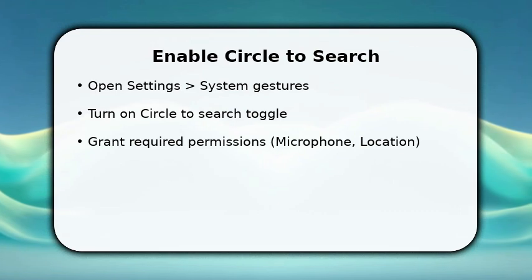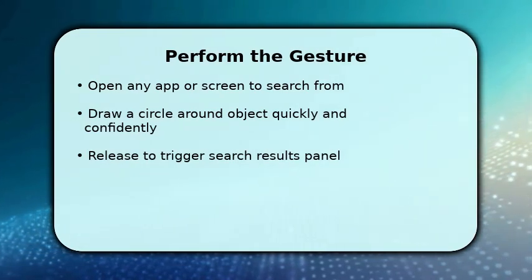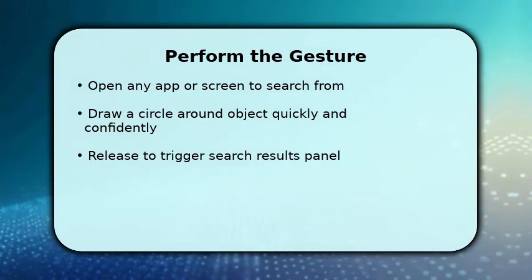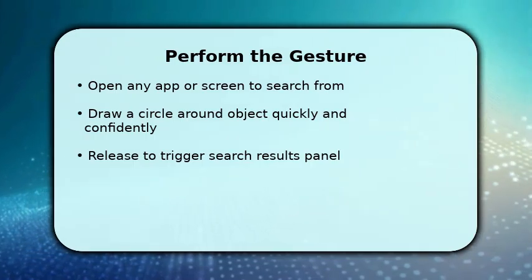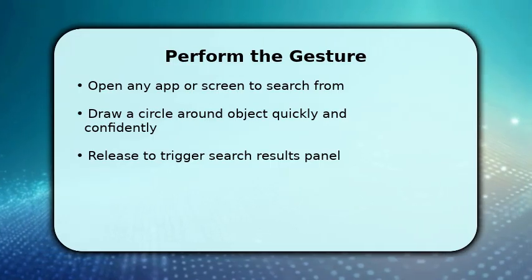Using a simple image or screen, you perform the gesture by drawing a circle on the screen around the item you want to identify. Open any app or the home screen, then with a steady finger, trace a closed loop around text, an image, or an object on screen. The system captures the area and sends it to Google for recognition.